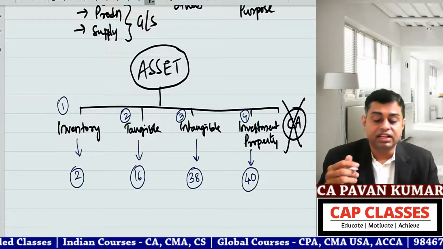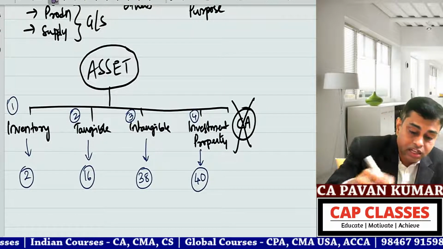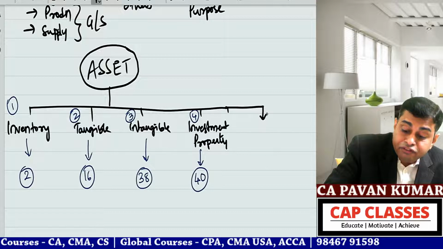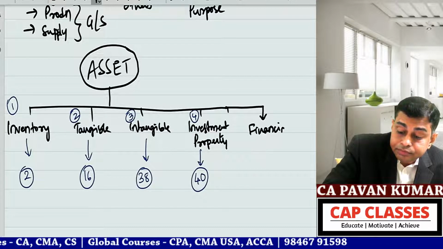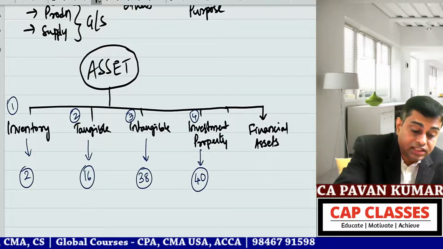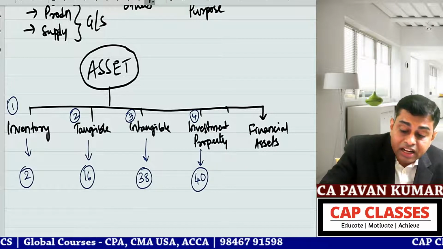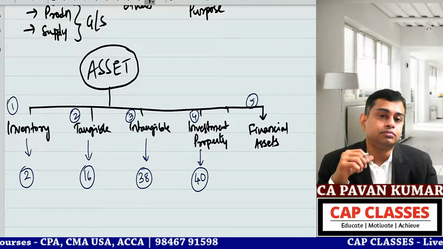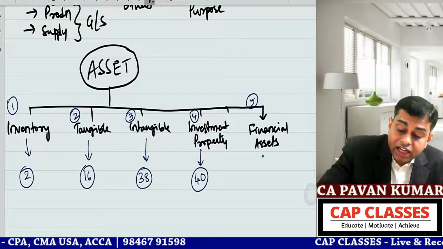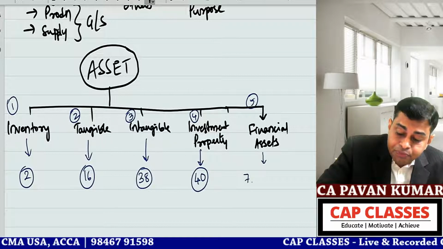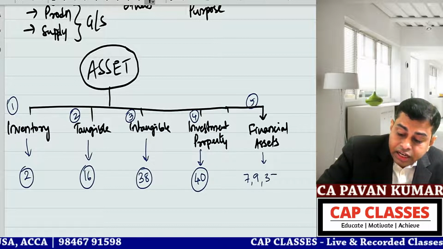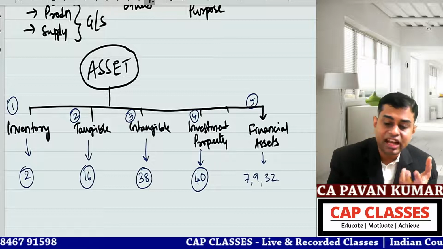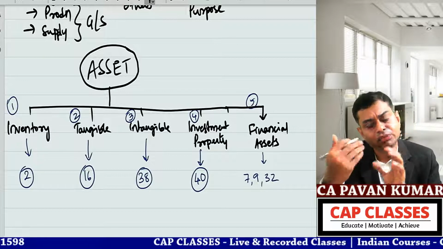In addition to these, you can write one more category, that is financial assets. What are financial assets? Your investment in other companies: equity shares, preference shares, debentures, derivatives. These are called financial assets. Financial assets have three standards, 7, 9, these two IFRS, and then IAS 32. These are called financial instruments. A financial instrument can be an asset or a liability. About financial assets and financial instruments, we'll see later.